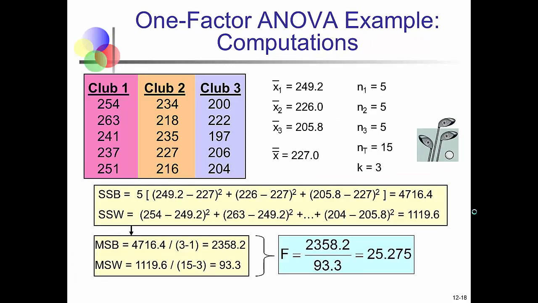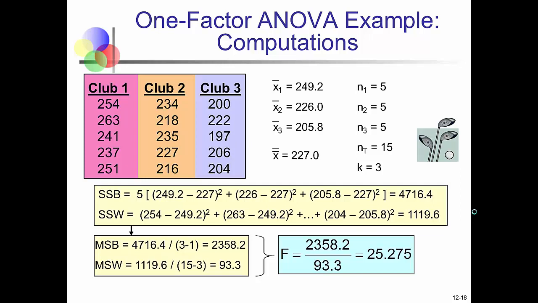So this slide provides us with an example of how we would do these computations by hand. We're going to allow Excel or Minitab to do this for us. The average distance that club 1 struck the ball was 249.2. The average distance for club 2 is 226. For club 3 it was 205.8. We had 5 items in each sample, so our sample size total was 15, and there are 3 levels that we're looking at here.